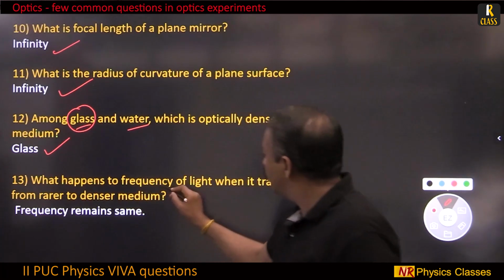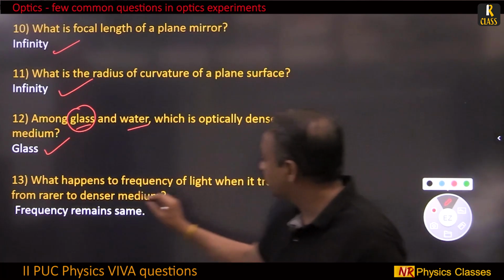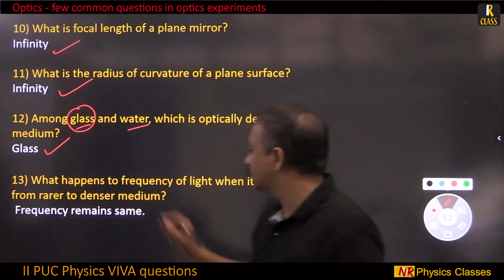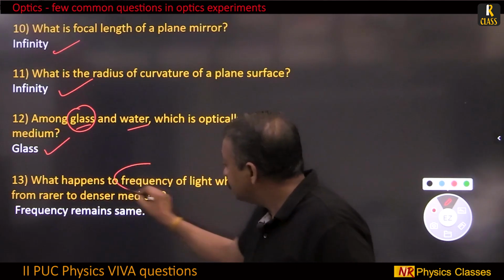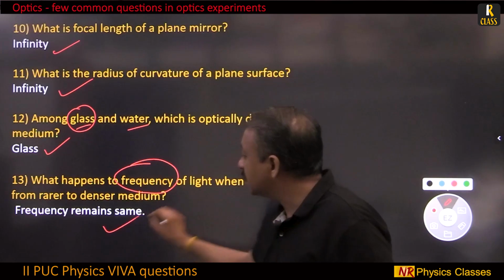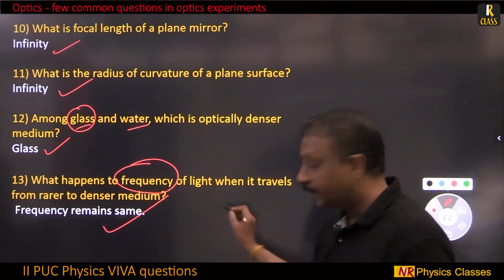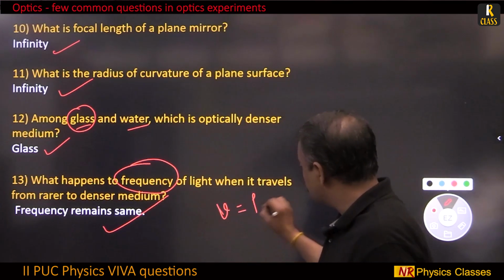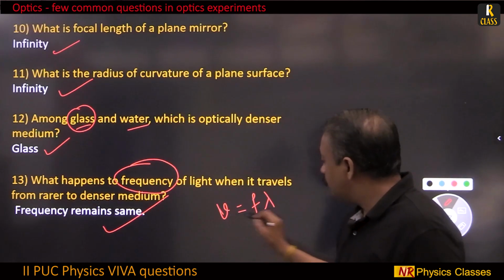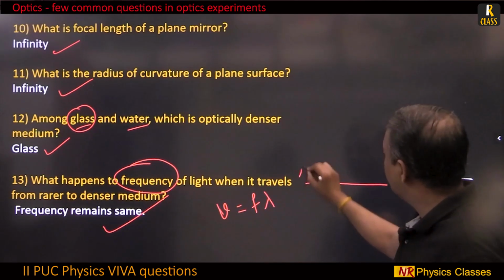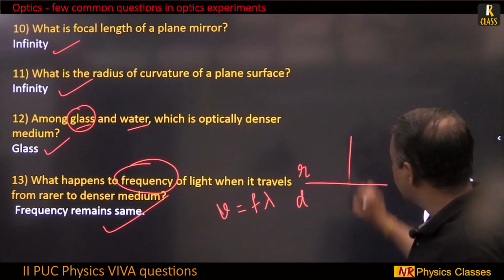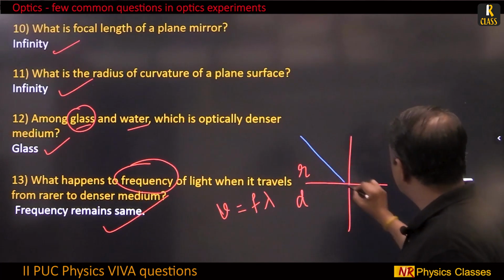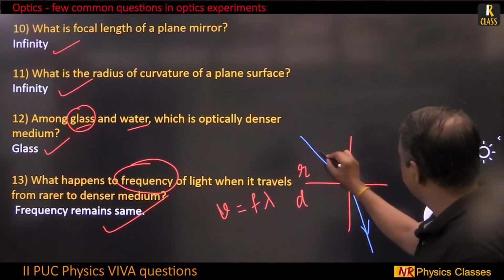What happens to frequency of light when it travels from rarer to denser? It is the frequency which remains constant, remains same. Look at the equation, v equals f lambda, correct? When light travels from one medium to another, say rarer to denser, this is incident, refracted.